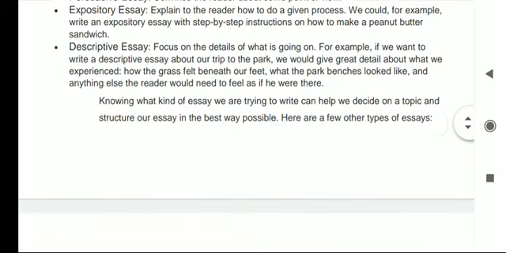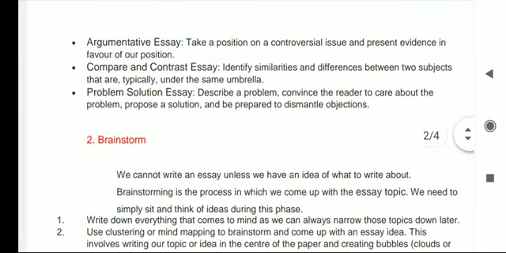Knowing what kind of essay we are trying to write can help us decide on a topic and structure our essay in the best way possible. Here are a few other types of essays. Argumentative essay. Take a position on a controversial issue and present evidence in favor of our position.